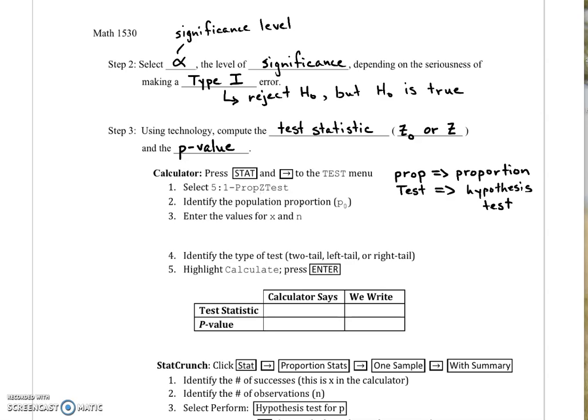You identify the population proportion, P0. Then you put in the values for X and N. Remember, X is the number of people with the characteristic we're measuring. And N is our sample size.